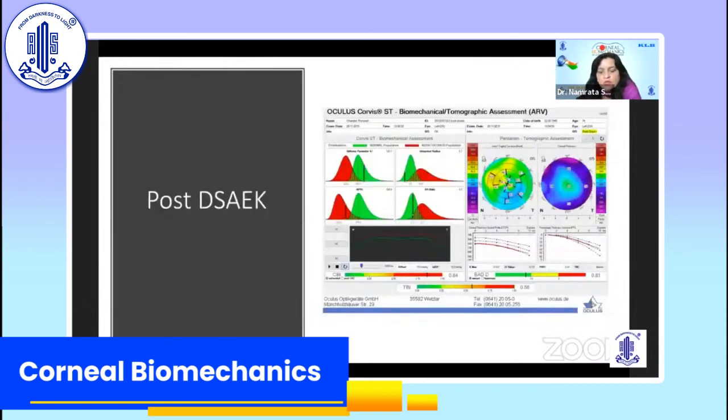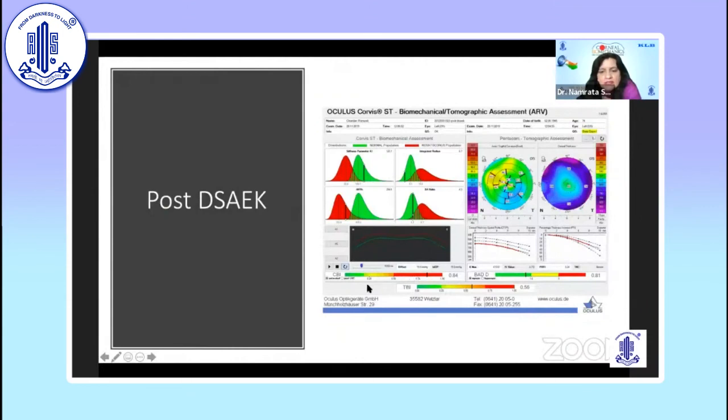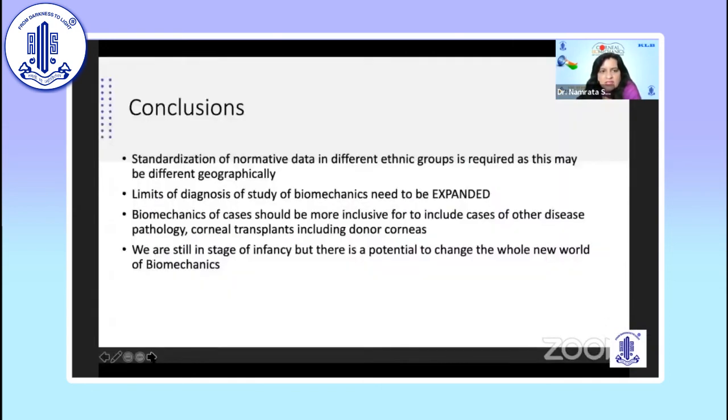So this is again a post-DSEK case. It doesn't give you anything much except for the fact that CBI is 0.84 and TBI is 0.56, but the corneal thickness is increased. So one doesn't know how to actually correlate these values with a double cornea that such cases generally have.